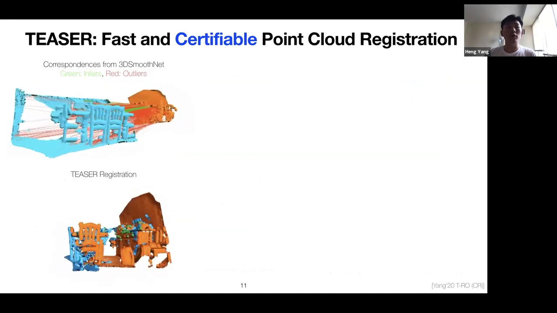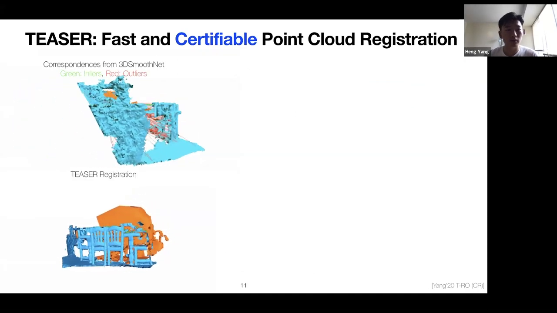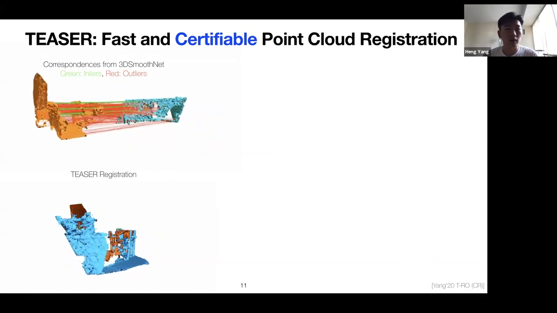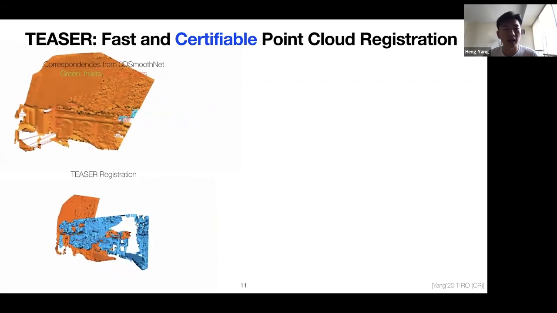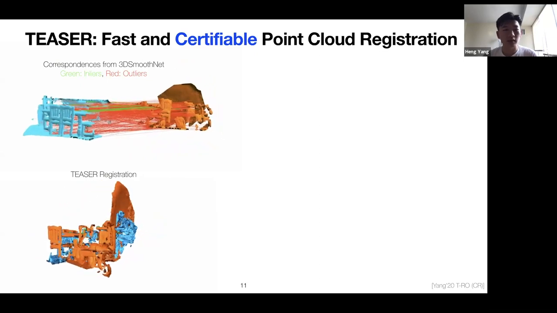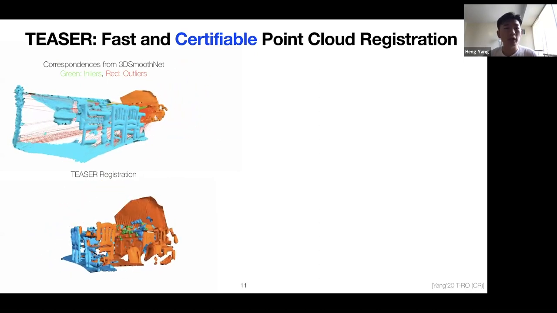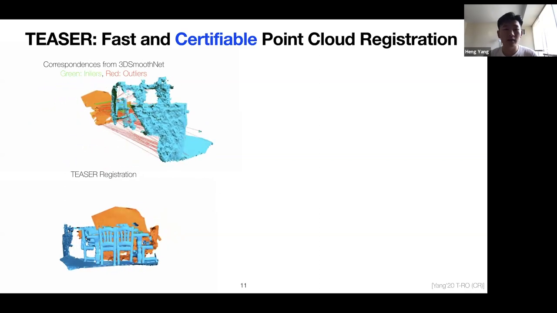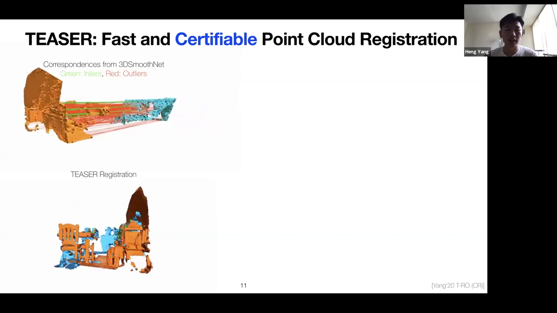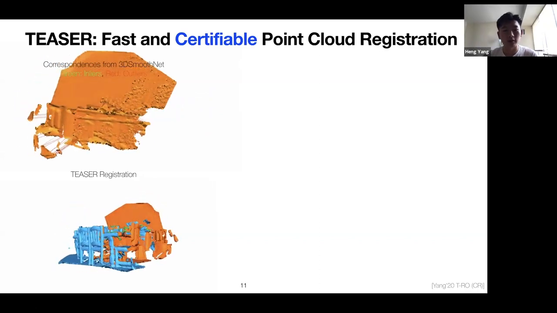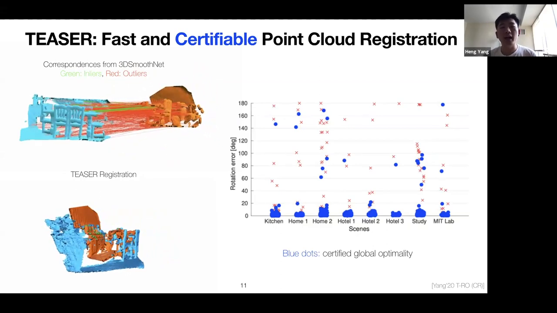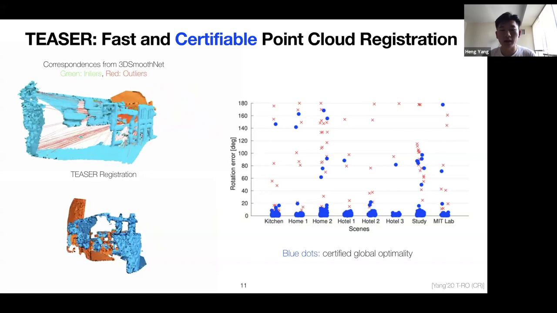We also apply TEASER to some real data sets. In this case, it's the 3DMatch data set. And we use a neural network, 3DSmoothNet, to output keypoint correspondences, shown in the upper video. The green lines are inliers and the red lines are outliers. You see that TEASER is super robust to outliers and was able to compute the globally optimal transformation. And more importantly, the certification part rejects most of the wrong solutions, as shown in this plot.